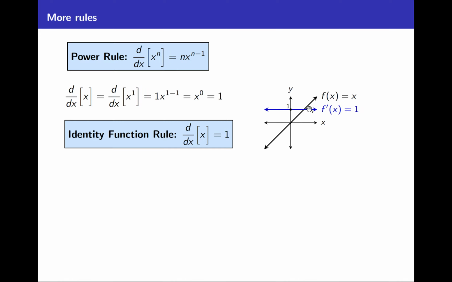Here's the graph of f of x equals x. Its derivative, f prime of x, is just the constant function 1. Whatever x is, f prime of x equals 1. That's always the slope at that point on the graph of f of x.